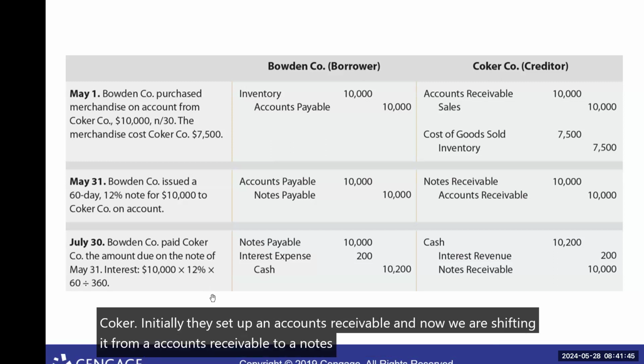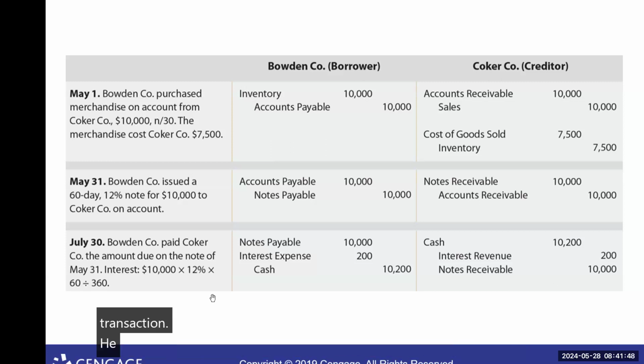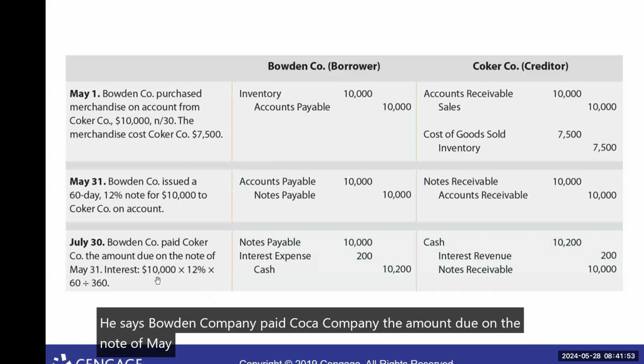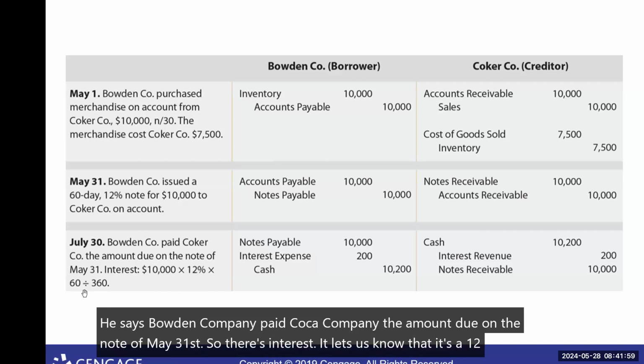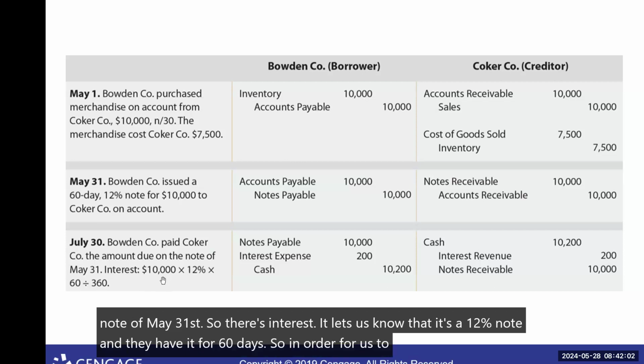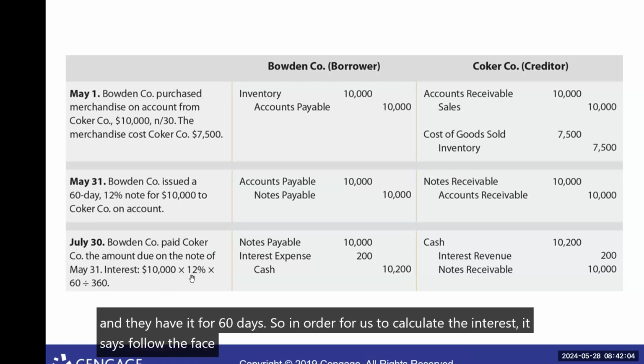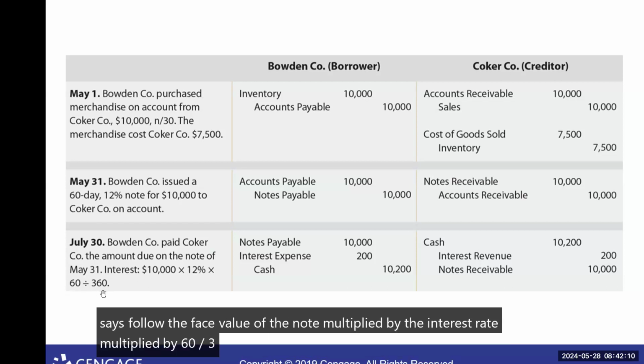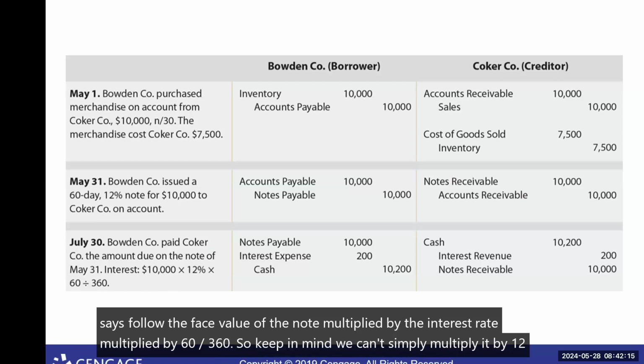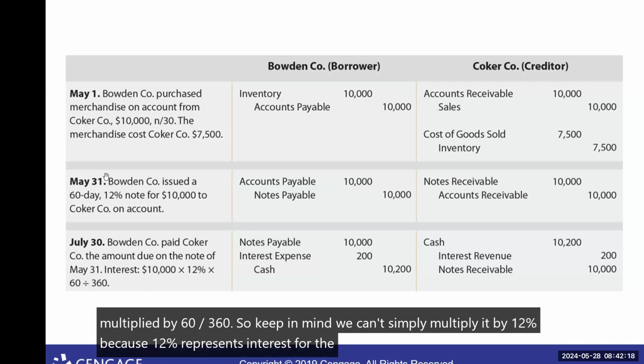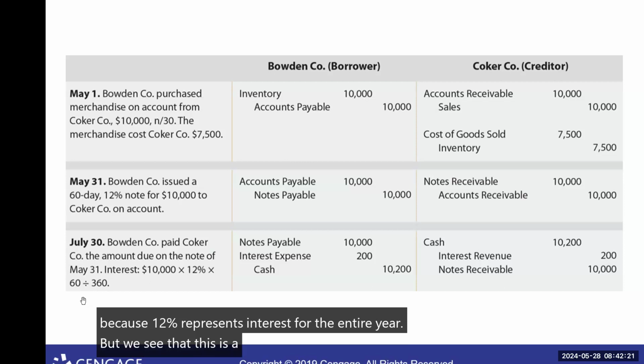And now for the last transaction, it says Bowden Company paid Coker Company the amount due on the note of May 31st. So there's interest. It lets us know that it's a 12% note and they have it for 60 days. So in order for us to calculate the interest, it's as follows: the face value of the note multiplied by the interest rate multiplied by 60 divided by 360. So keep in mind, we can't simply multiply it by 12% because 12% represents interest for the entire year. But we see that this is a 60-day note, hence why we divide 60 by 360.